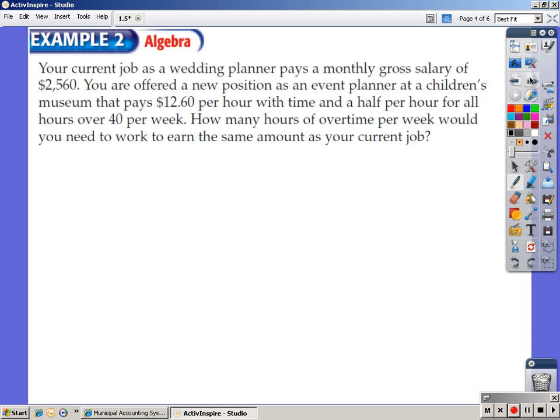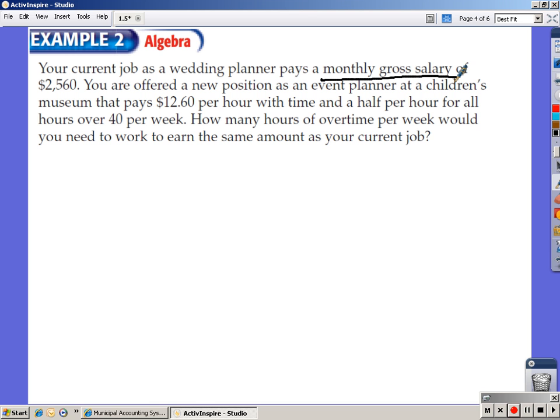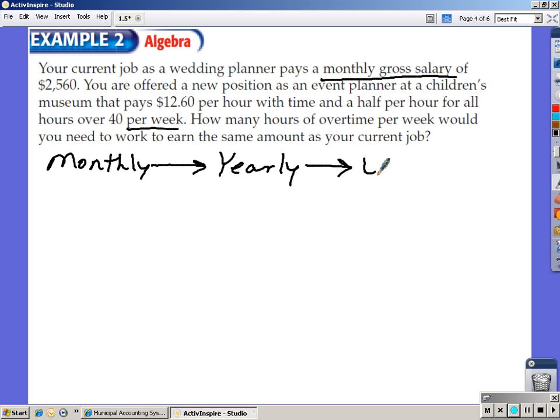Okay, this problem right now, we are looking at two different things. We're looking at apples and oranges. We need to look at apples and apples. We have a monthly gross salary, and we also have how much per hour per week. Okay, we need to bring it down. So what we need to do is take our monthly salary that we know, take it to yearly, and then take the yearly to weekly.